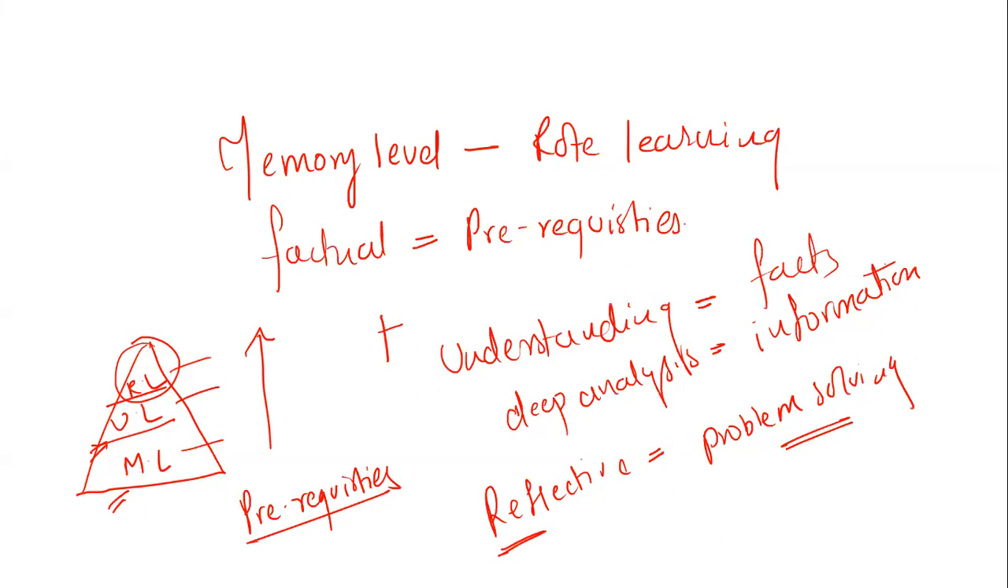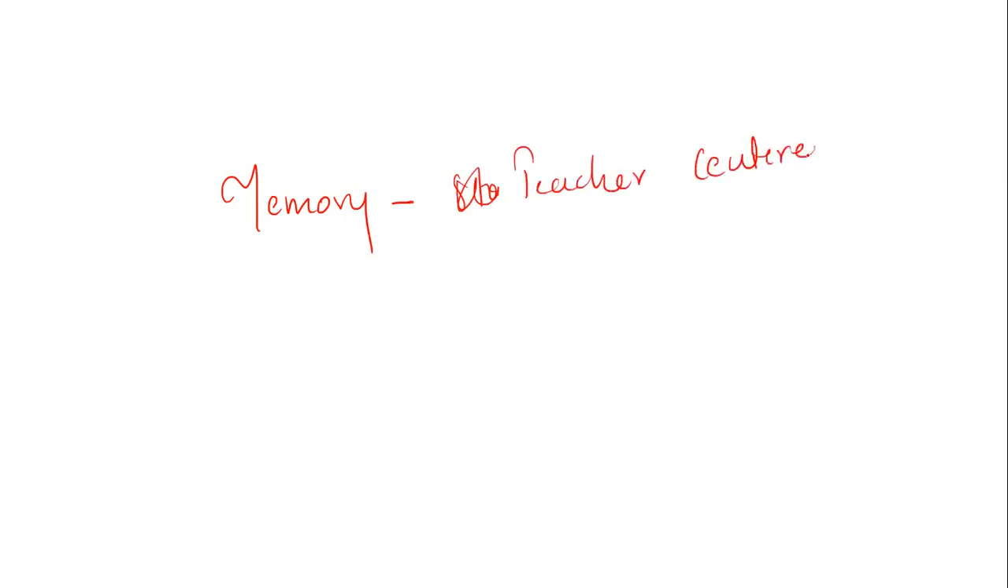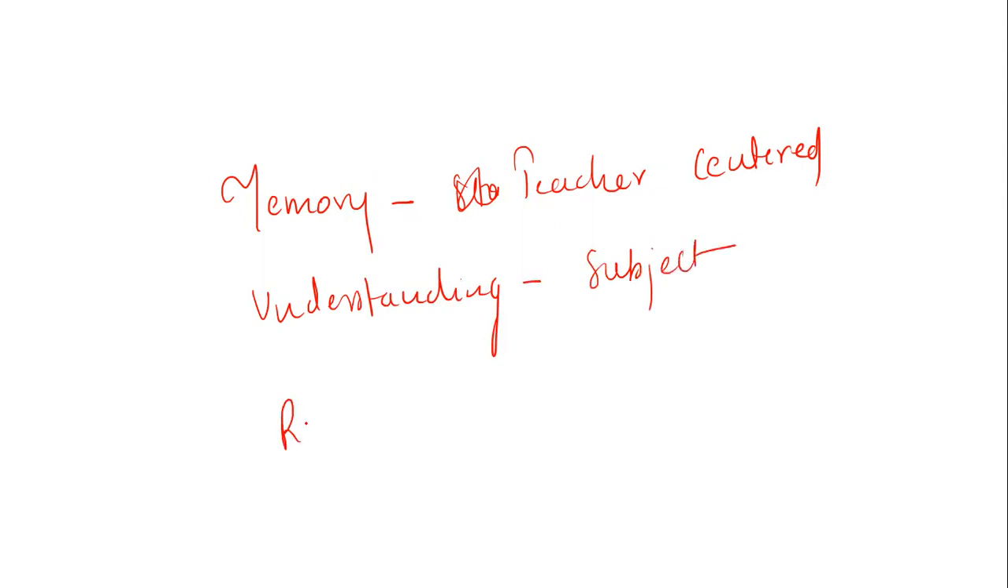Now, in this there is one important thing, which comes as a compulsory question. Memory level is teacher centered; here the primary focus is on the teacher, whereas in the understanding level the focus is on the subject. And when it comes to the reflective level, here the focus is on the learner.